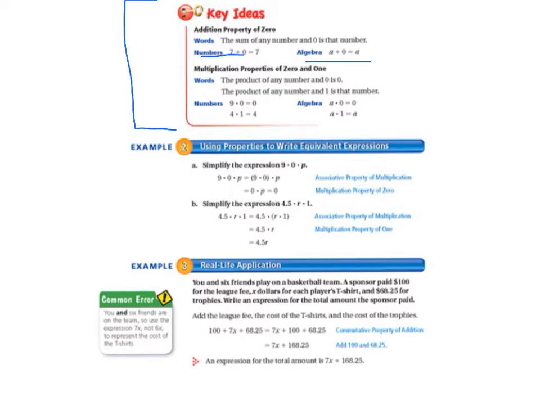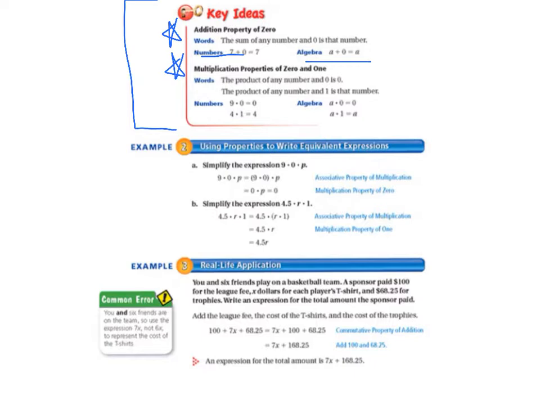And then the multiplication properties of 0 and 1. So the product of any number and 0 is 0, so that means when you multiply a number by 0, you get 0. And the product of any number and 1 is that number. So any number times 1 is itself, is what that's saying. So be sure you write these in your math notebook so you'll have them.